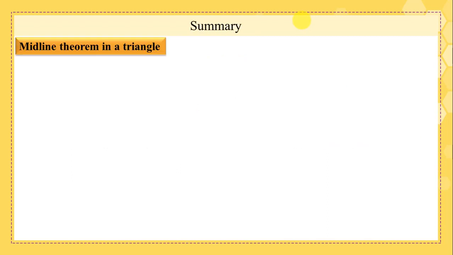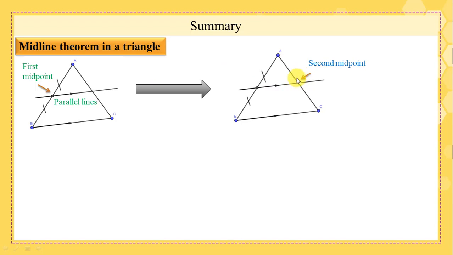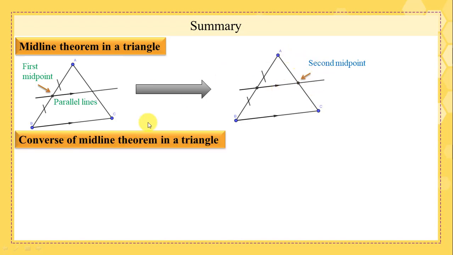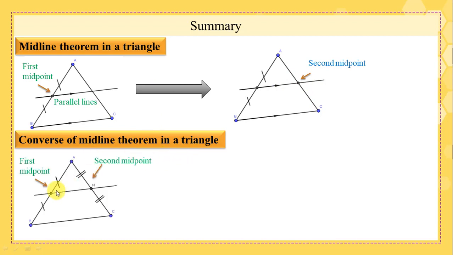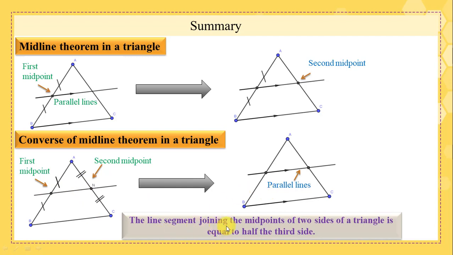Summary. Midline theorem in a triangle. We have the midpoint of the first side, a line passing through this midpoint and parallel to the second side. We get the point of intersection of this line with the third side is the midpoint of this side. Converse of midline theorem in a triangle. First midpoint, second midpoint, the line joining these midpoints is parallel to the third side. The line segment joining the midpoints of two sides of a triangle is equal to half the third side.